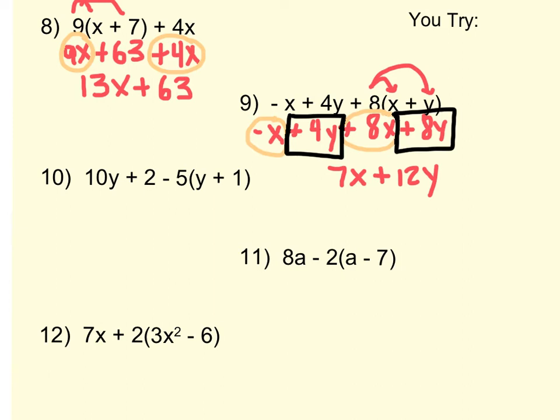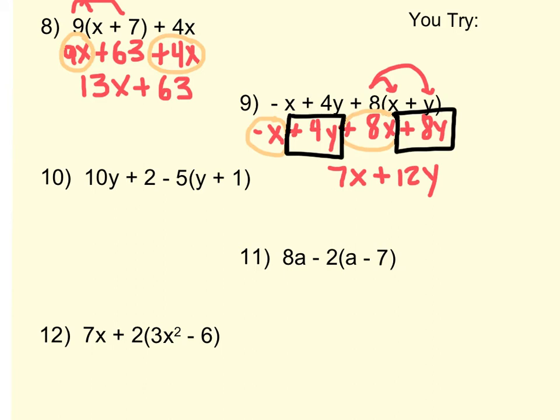All right, so go ahead and take a look at numbers 8 and 9. See if you solved those two correctly. One thing I do want to point out about number 9 is you may have noticed that there is a negative x in the front. Remember that if it's just negative x, that means negative 1x.